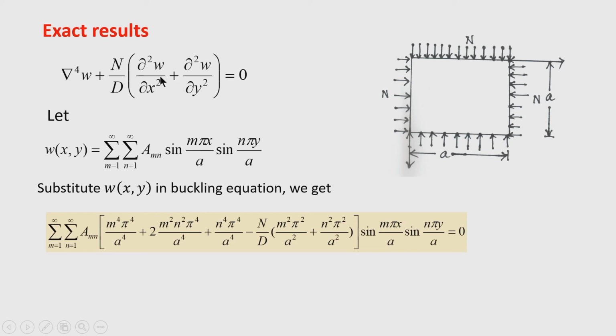So, therefore, substituting this in the differential equation, we now get this form, that is the double summation A m n, m to the power 4 pi to the power 4 by a to the power 4 plus 2 m square n square pi to the power 4 by a to the power 4 plus n to the power 4 pi to the power 4 by a to the power 4, minus N by D, m square pi square by a square plus n square pi square by a square, then sin m pi x by a sin n pi y by a equal to 0.